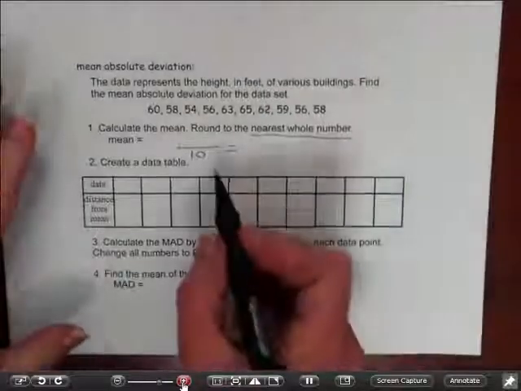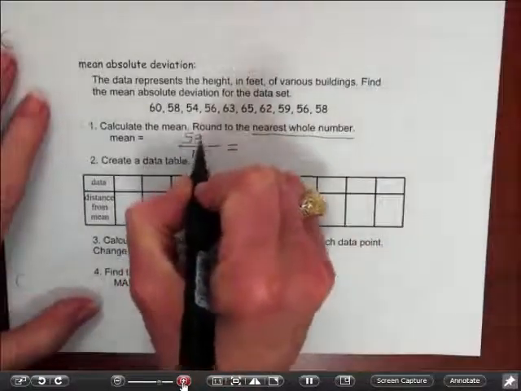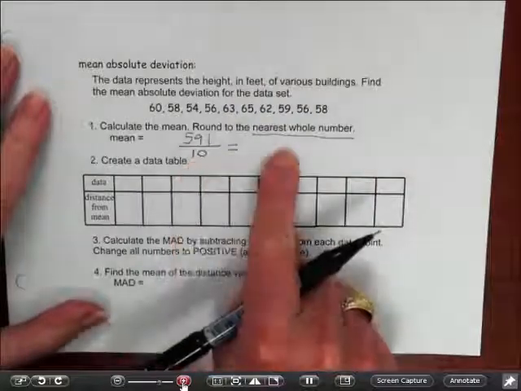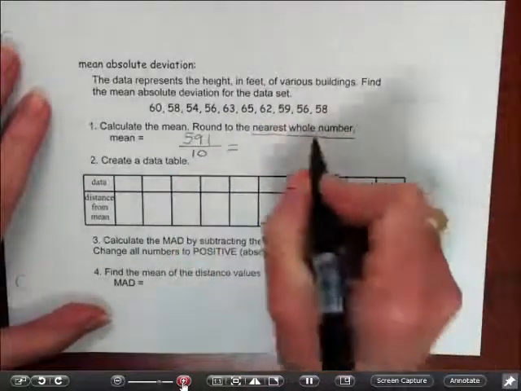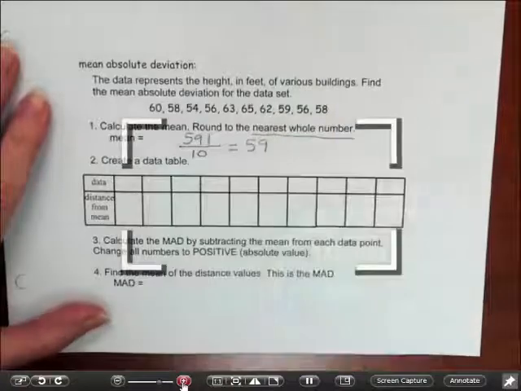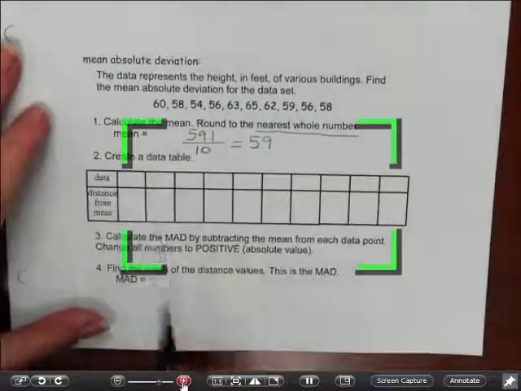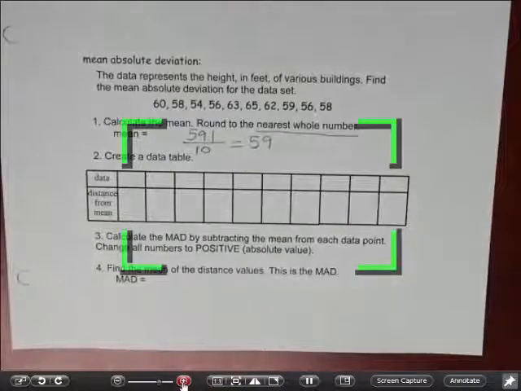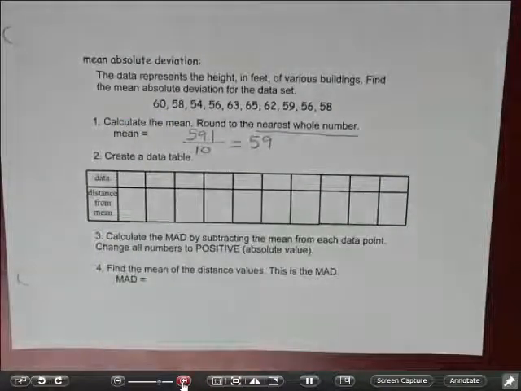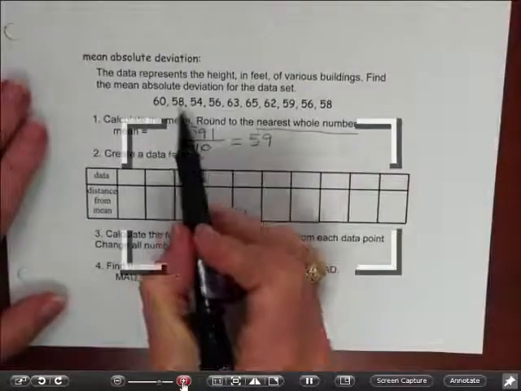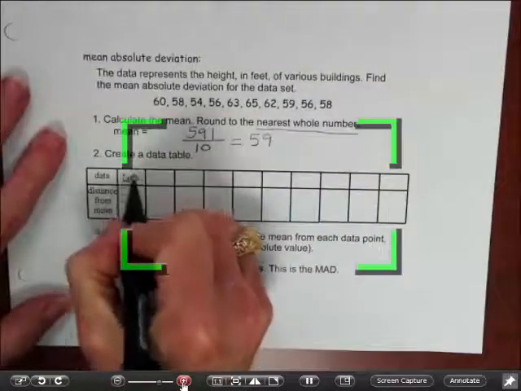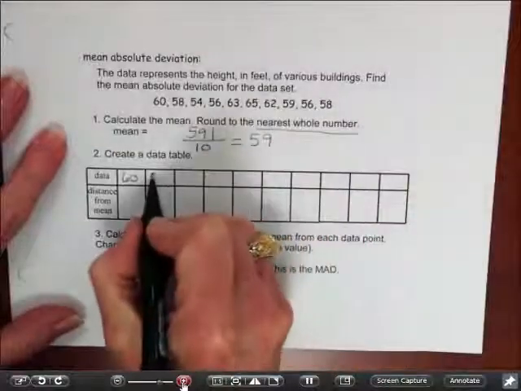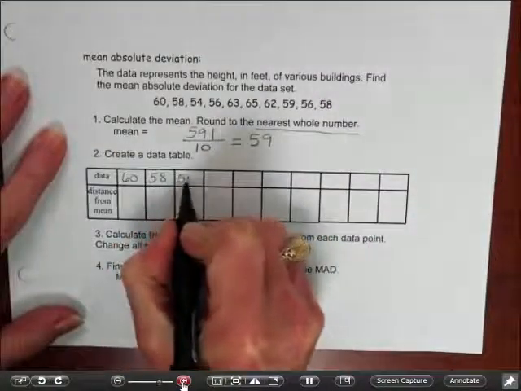Okay, so what'd you get for your total? 591. And when we divide by 10 and we round to the nearest whole number, what do we get? 59. Okay, to the nearest whole number, we're just going to go with 59. Now, let me just tell you that step 2, super important. Okay, it's creating a data table. And on this one, I created it separately. On the next one, I'm going to show you how to create a data table that's even faster and easier. So what we're going to do is we're going to take these numbers and we're going to move them right down here. So just straight across, let's just copy those numbers down into our data table.